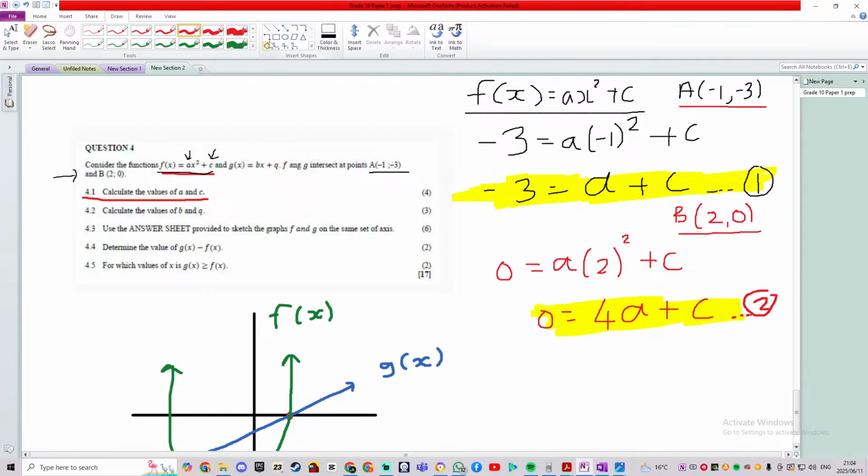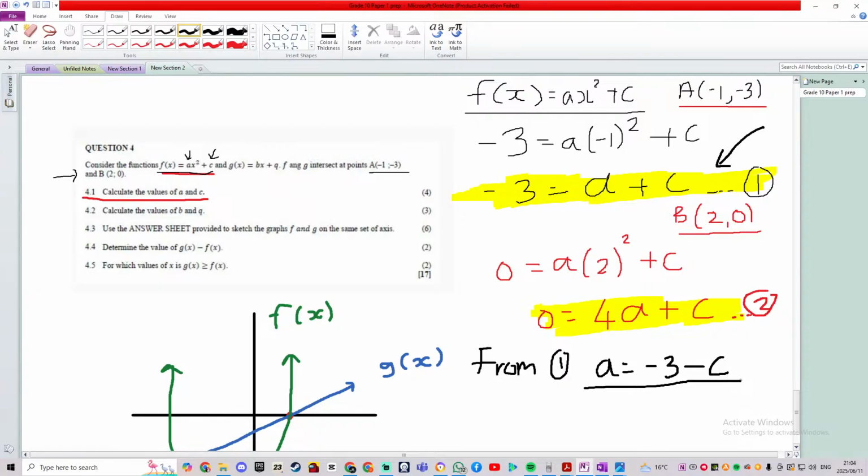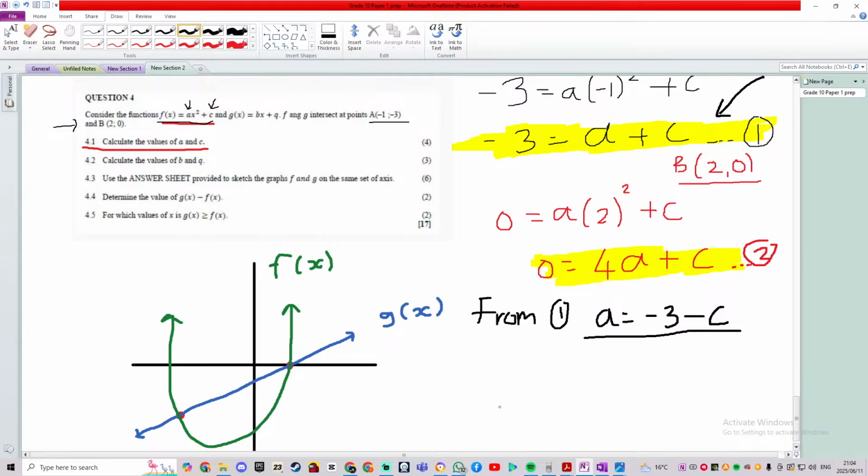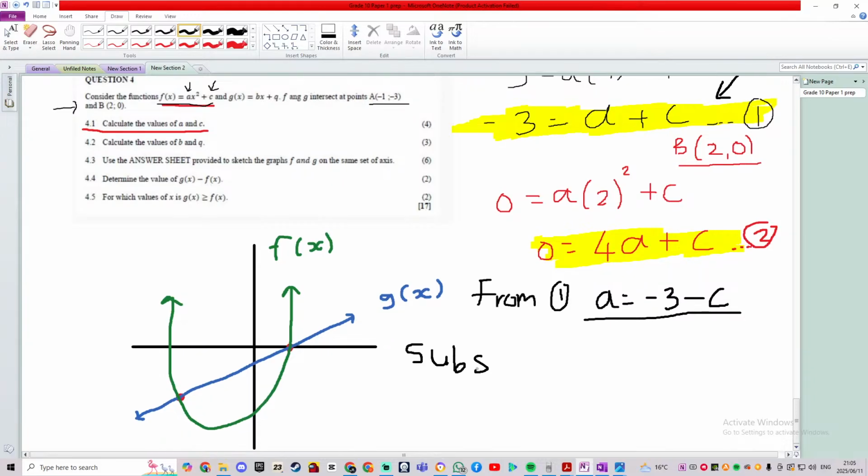So again, this is simultaneous equations. So we should know how to solve simultaneous equations. So I'm going to say from equation 1, I'm going to let a, or a or c, I'm going to let a equal to minus 3 minus c. You see this first equation here? I just solved for a. Okay, so now I have a there. Now what I do, I substitute 1 into equation 2.